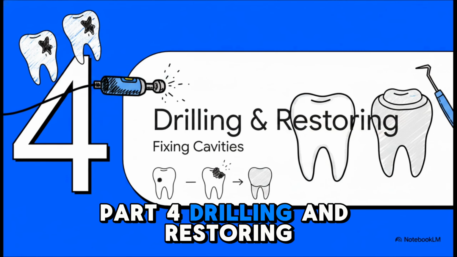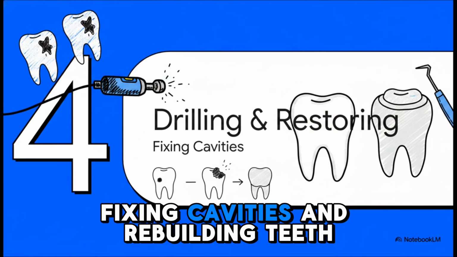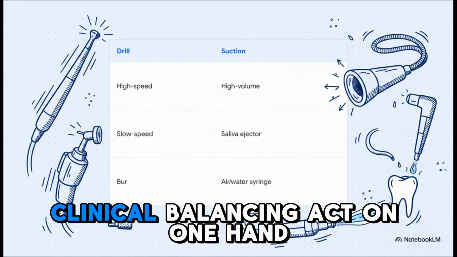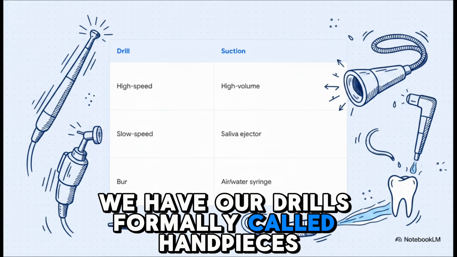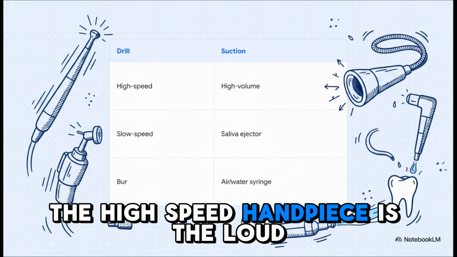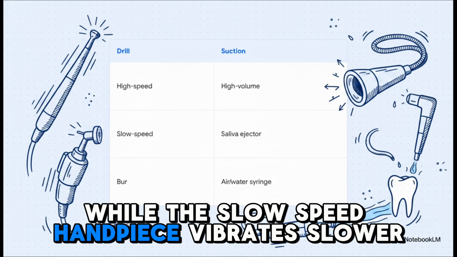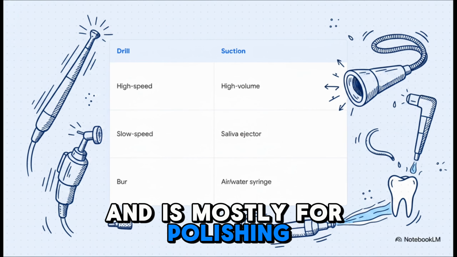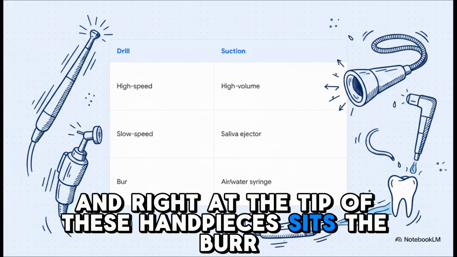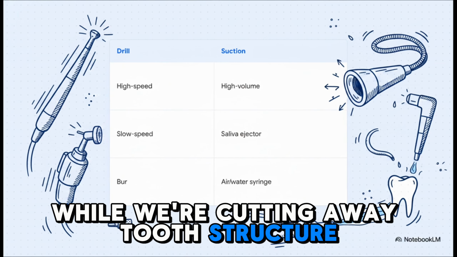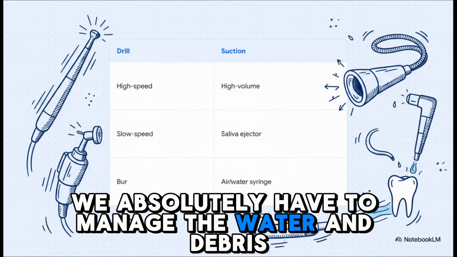Part 4. Drilling and Restoring, Fixing Cavities and Rebuilding Teeth. Now this is where we see the ultimate clinical balancing act. On one hand, we have our drills, formerly called handpieces. The high-speed handpiece is the loud, incredibly fast drill for heavy cutting, while the slow-speed handpiece vibrates slower and is mostly for polishing. And right at the tip of these handpieces sits the burr, which is just a tiny little drill bit.